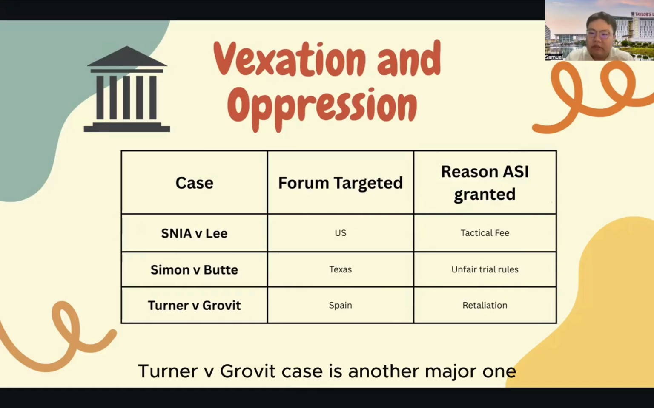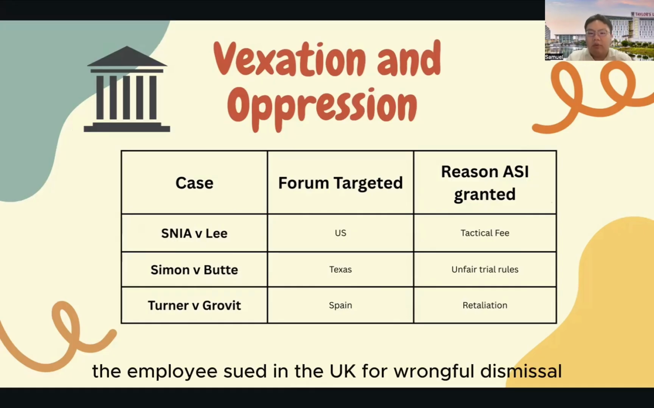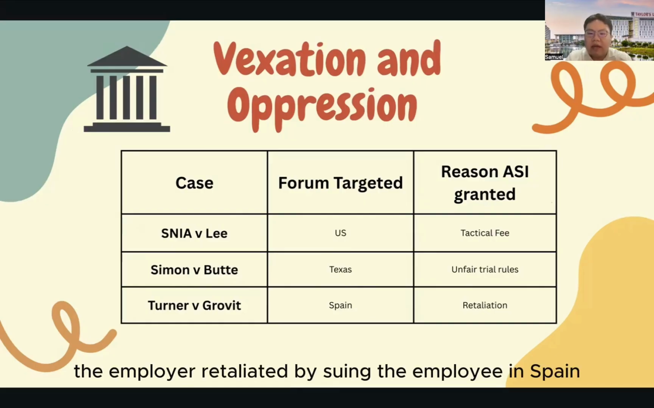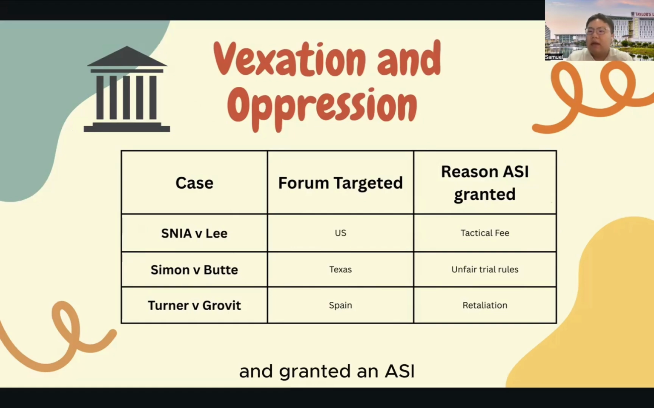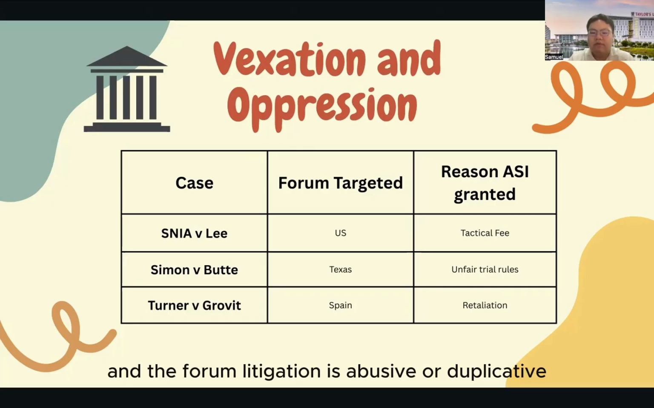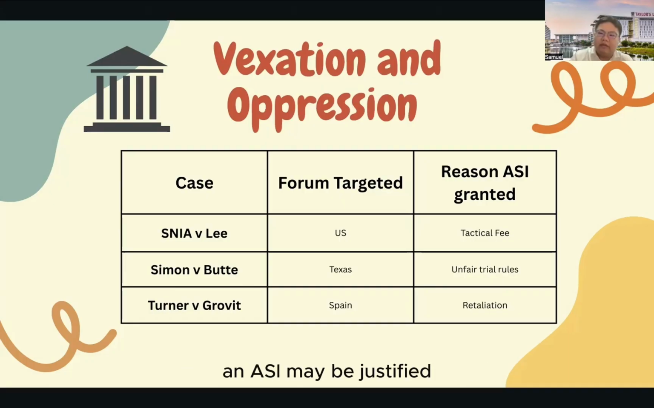Turner and Grovit is another major case. The employee sued in the UK for wrongful dismissal. The employer retaliated by suing the employee in Spain. The court saw this as a financial pressure tactic and granted an ASI. All these cases show a common thread. If England is the more appropriate forum and the foreign litigation is abusive or duplicative, an ASI may be justified.